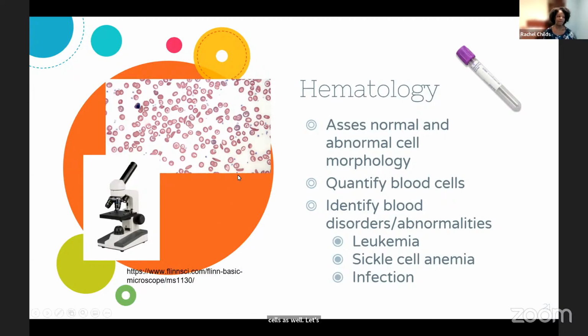It's a microscope-focused department. So a lot of times you will be under the microscope for most of your shift if you're working in that section of the laboratory. But it's fun because what you can do with hematology is identify or help diagnose leukemias, sickle cell anemias, as well as infection. So that list is also not all encompassing. There's so many different disorders that we can identify in the blood, but those are just a few of the most common ones that we see.